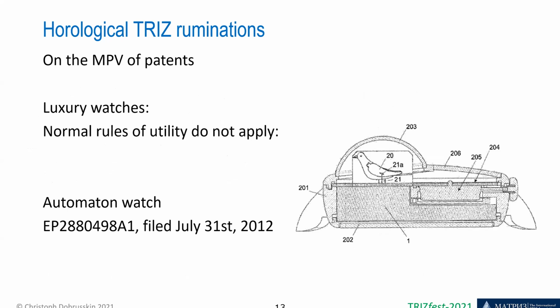And I go further. So basically, I think the explanation is that especially mechanical watches, normal rules of utility do not apply. They have become luxury pieces or pieces for connoisseurs, and therefore they can go in any direction they want as long as they somehow can sell it to their customers.